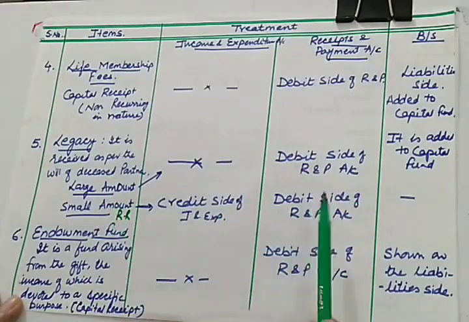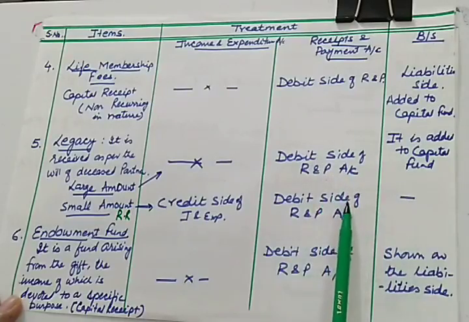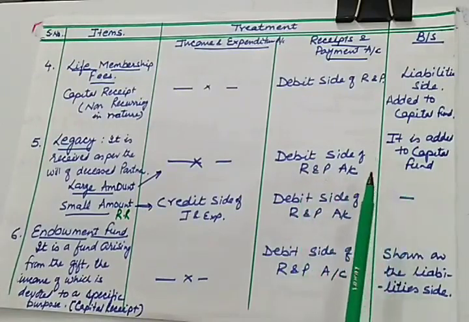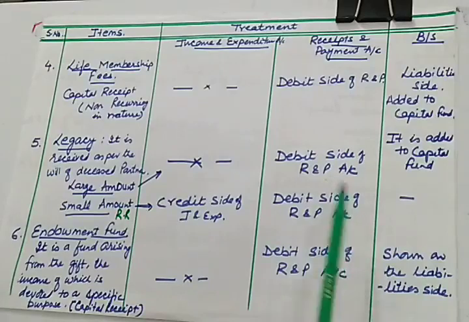But in both the cases, whether it's large amounts or small amounts, it will be shown on the debit side of receipts and payment account, because it is prepared on cash basis. So whatever cash you are receiving, whether it is through capital receipt or revenue receipt, we will be recording that.